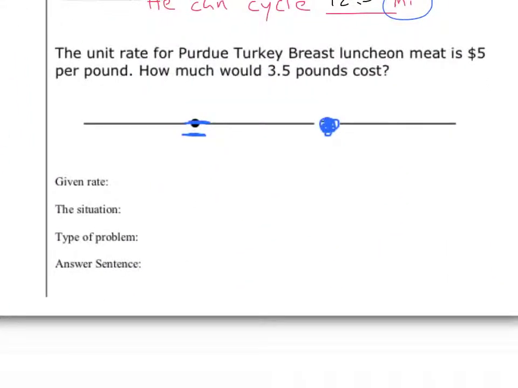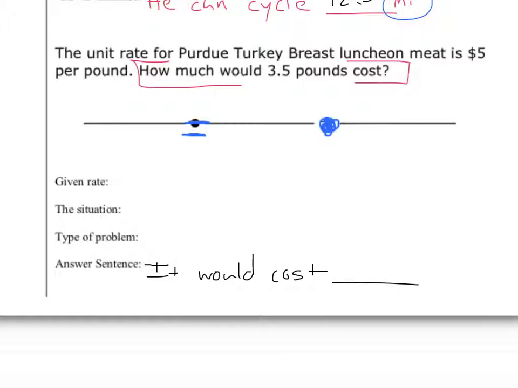So looking at this one, again, I'm going to start with the question. It says, how much would 3.5 pounds cost? So my answer sentence is, it would cost blank. What are my units? Kelsey? I want to know how much it would cost, so my units for my answer, cost is measured in dollars.